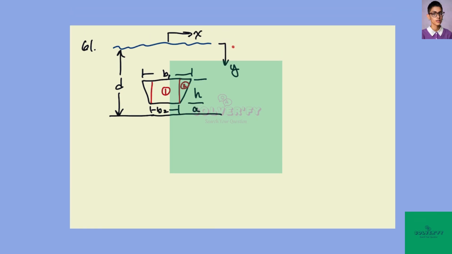We're told a vertical trapezoidal gate that is used as an automatic valve is held shut by two springs attached to hinges located along the edge AB. Knowing that each spring exerts a couple of magnitude 1,470 Newton meters, determine the depth of water for which the gate will open. Okay, so I've reproduced the drawing here a little bit.